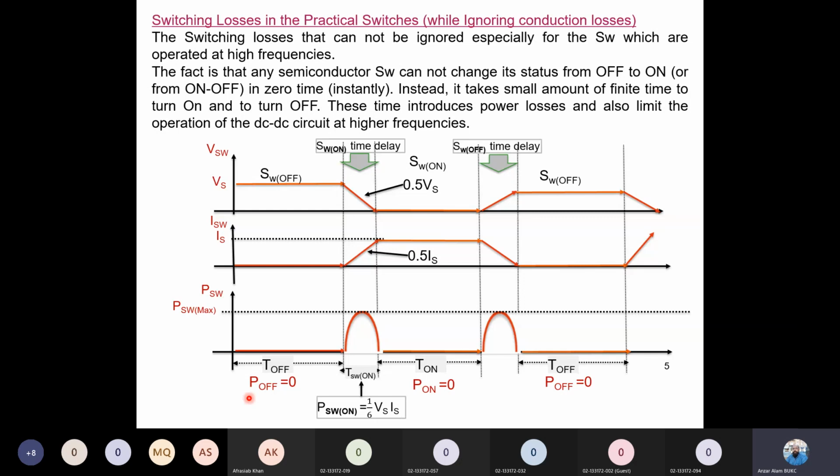Now how will we calculate the switching loss of this period? Just multiply this voltage by this current and you will end up with this one. But we have to use this formula for this sinusoidal half wave rectified waveform.